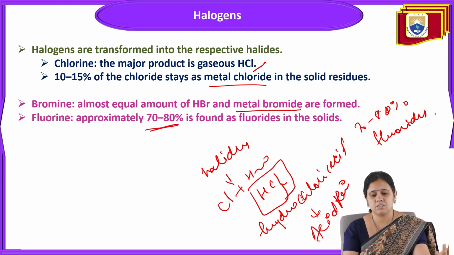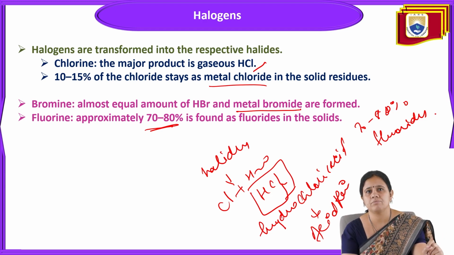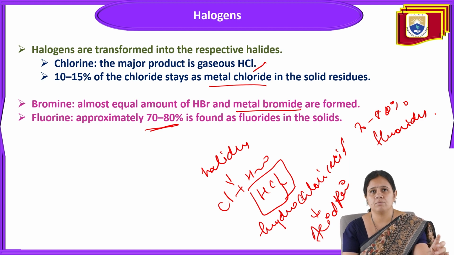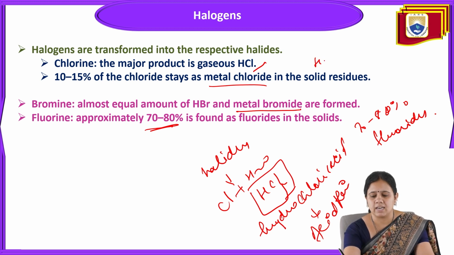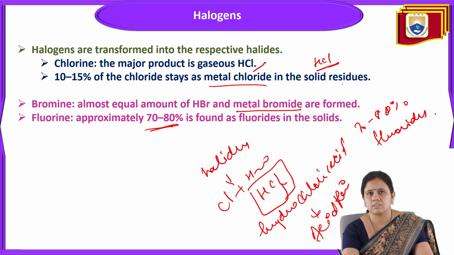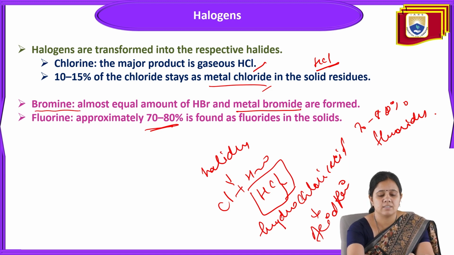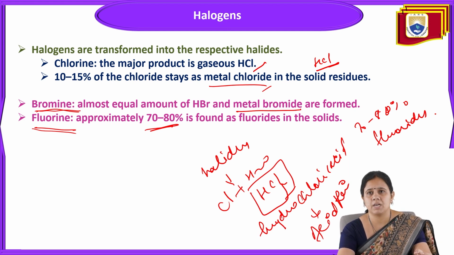So with the flue gases, halogens are a very important point. Halogens consist of chlorine, bromine, and fluorine. Chlorine reacts with H2O to make HCl, a very dangerous hydrochloric acid, and 10 to 15% of the chloride stays as metal chloride in the solid residue. Bromine is almost equal to HBr and metal bromides. And fluorine is approximately 70 to 80% found as fluorides in the solids.